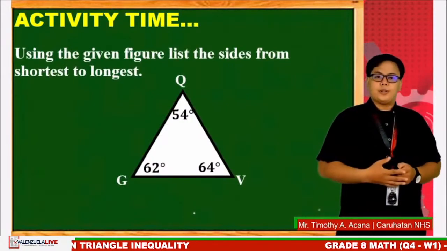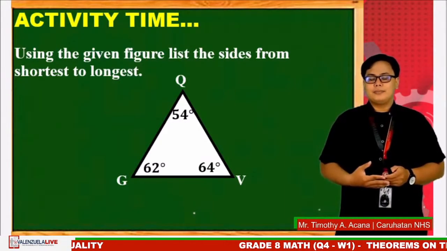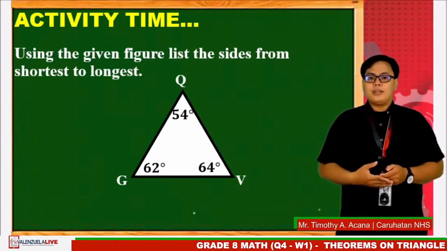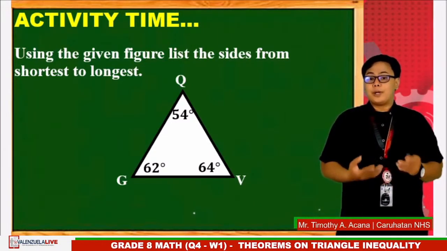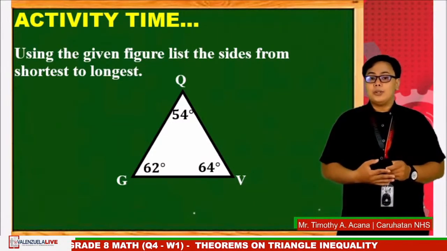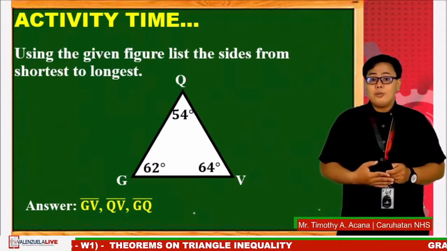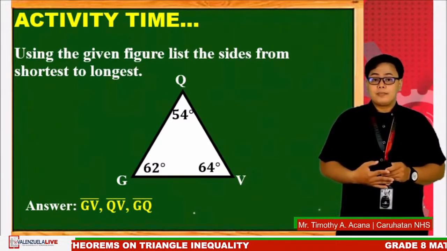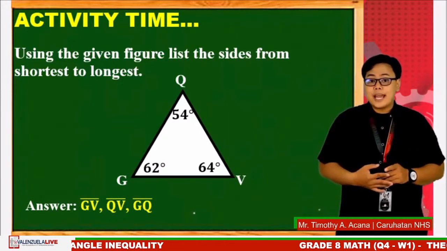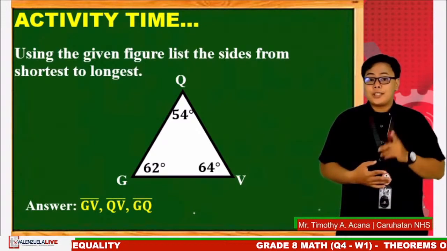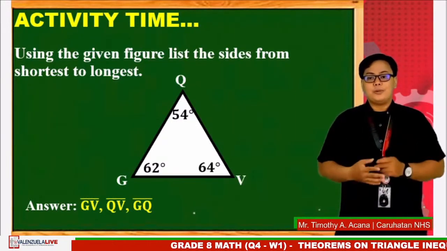Now, using the given figure, list the sides of triangle GQB from shortest to longest. In triangle GQB, angle G is equal to 62 degrees, angle Q is equal to 54 degrees, and angle B is equal to 64 degrees. The side opposite the smallest angle, which is angle Q, is side GB, and the side opposite the largest angle is side GQ. Therefore, the sides of triangle GQB from shortest to longest are side GB, side QB, and side GQ.